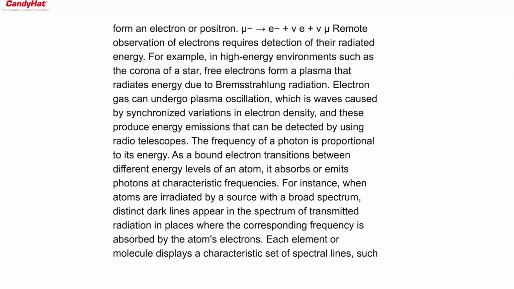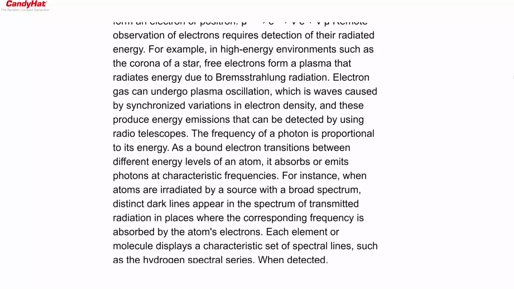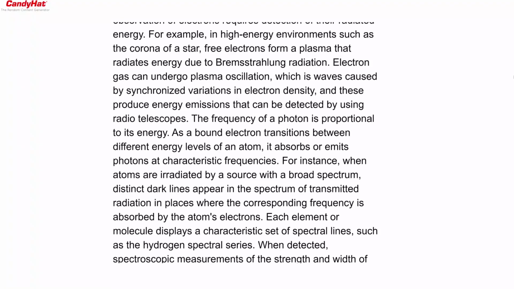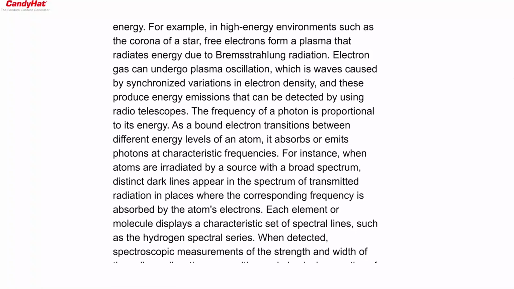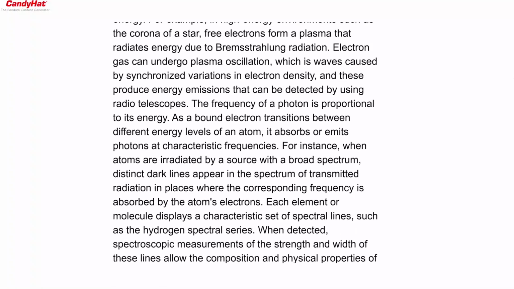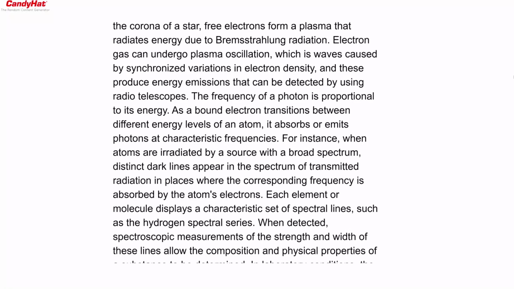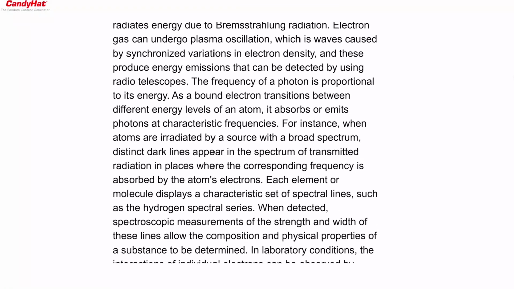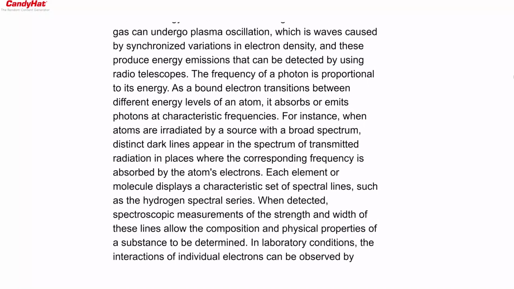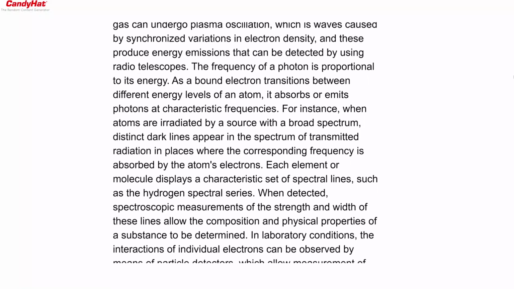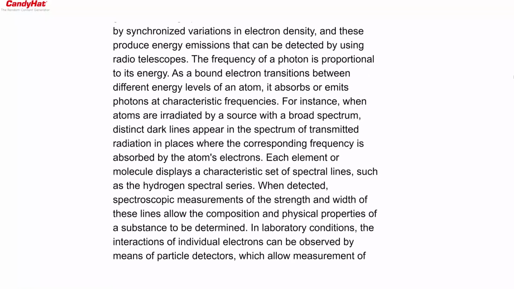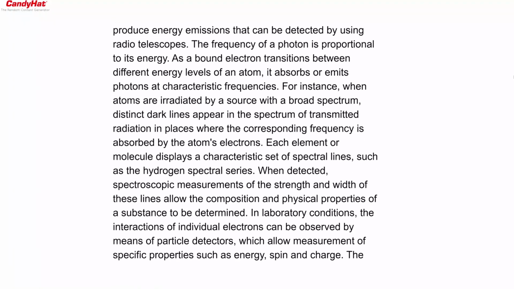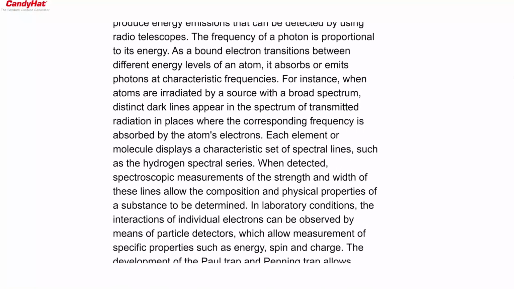Remote observation of electrons requires detection of their radiated energy. For example, in high-energy environments such as the corona of a star, free electrons form a plasma that radiates energy due to Bremsstrahlung radiation. Electron gas can undergo plasma oscillation, which is waves caused by synchronized variations in electron density, and these produce energy emissions that can be detected by using radio telescopes. The frequency of a photon is proportional to its energy.